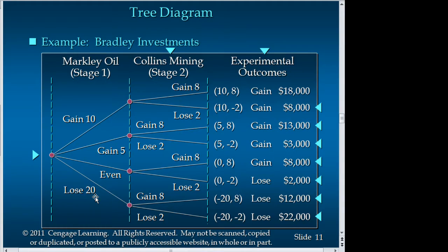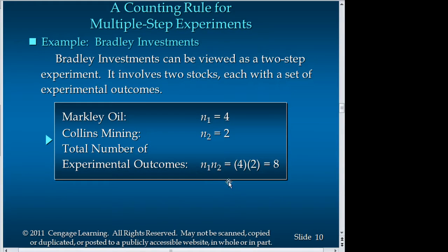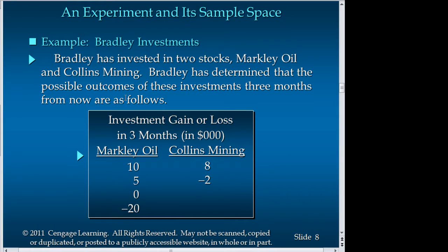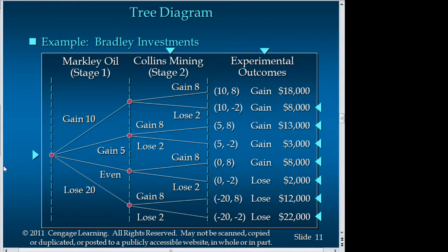All these combinations are based on those cases. If Bradley loses 20,000, but loses another 2,000, then 22,000 will be the loss, right? So this tree diagram explains how many different cases? 8 different cases for this investment option, right? So that's the tree diagram.